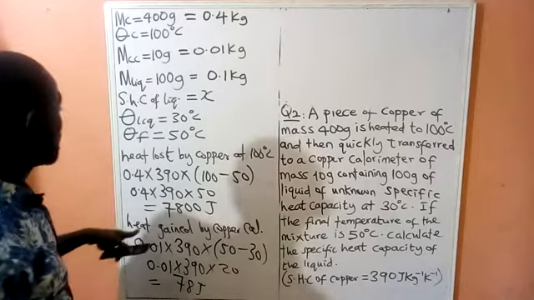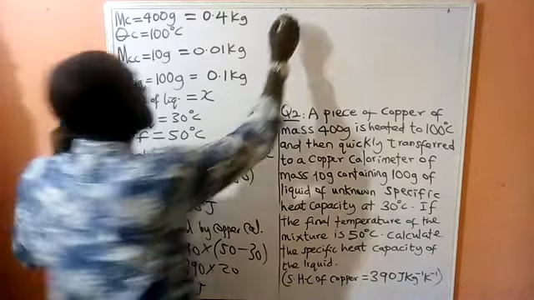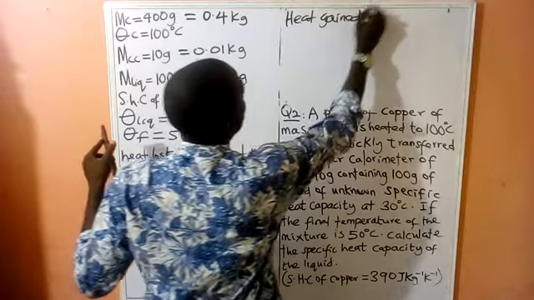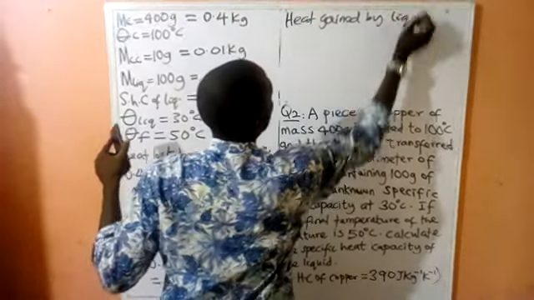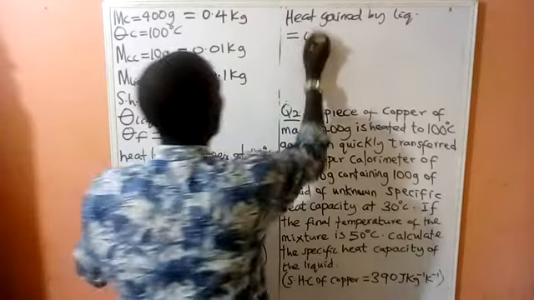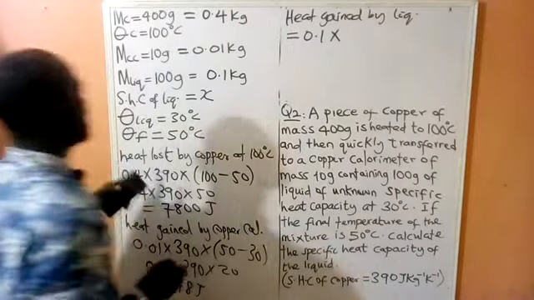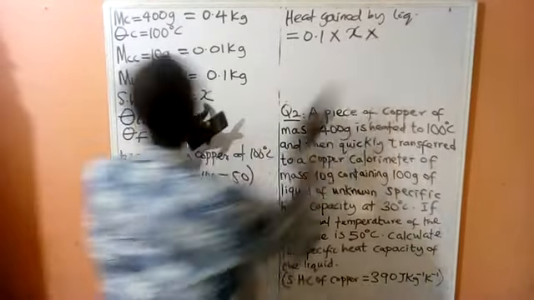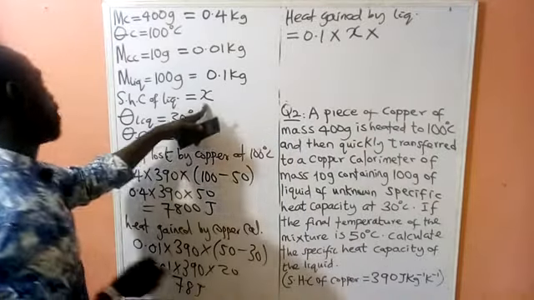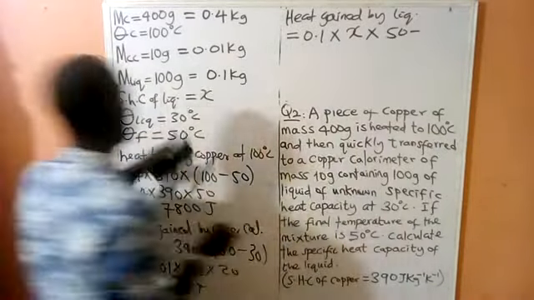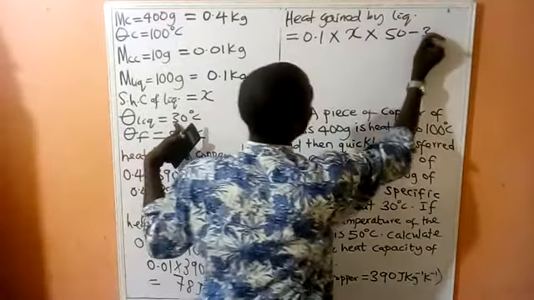Which one will also gain it? The liquid will also gain it. So the heat gained by the liquid will be equal to the mass of the liquid. That is 0.1, okay, times the specific capacity of the liquid, which is x. Are you with me? Times its own temperature change. That will be the final temperature of the mixture, okay, because it's gaining it, minus the temperature of the liquid, which is 30. Are you with me, class?